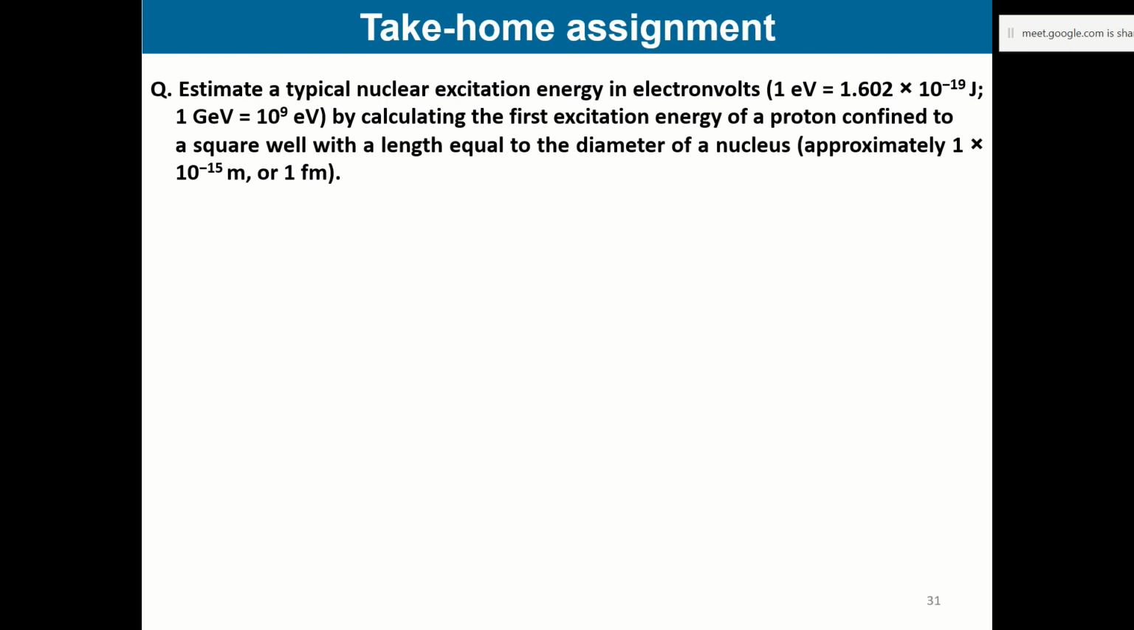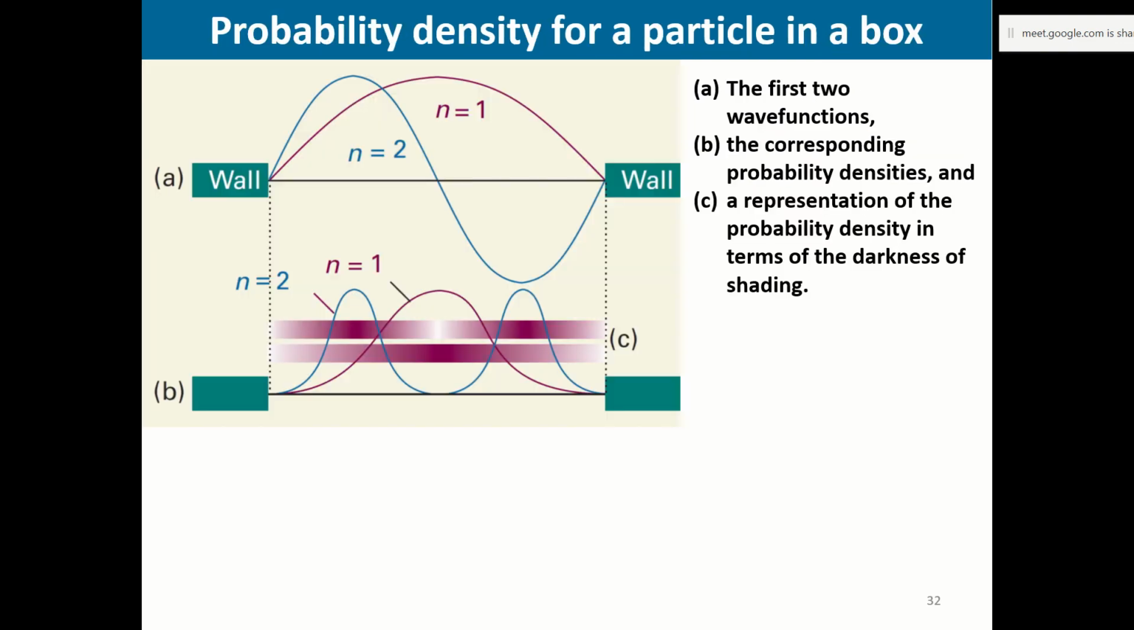You have a typical nuclear excitation. Similarly, you can apply it to any system. 1 electron volt is so many joules. Calculating the first excitation energy of a proton confined to a square well with a length equal to the diameter of a nucleus. So here also you can apply this. The length of the box is equal to the diameter of a nucleus, which is approximately 1 femtometer. Again you can do this.